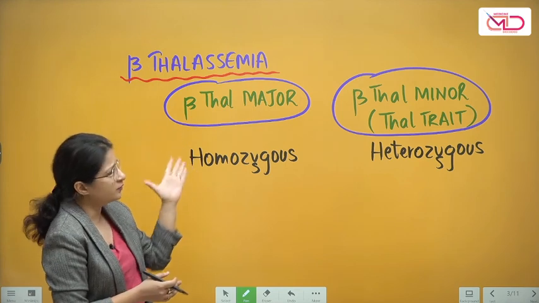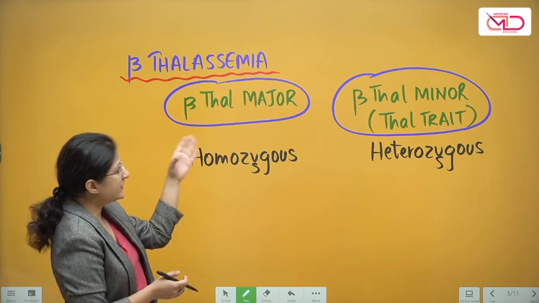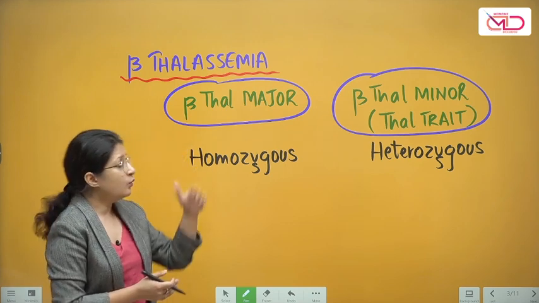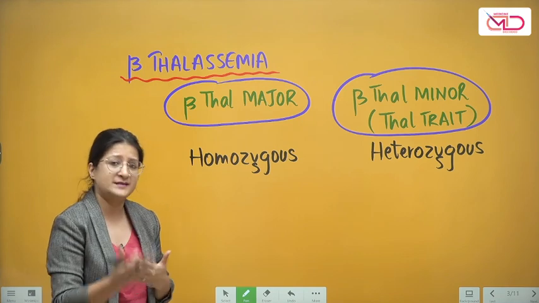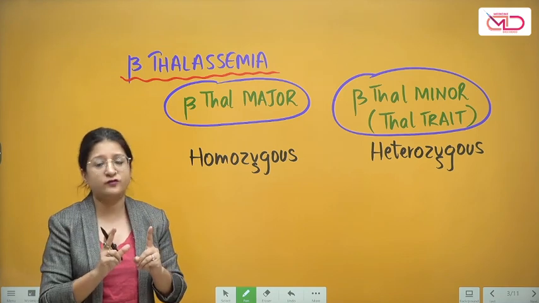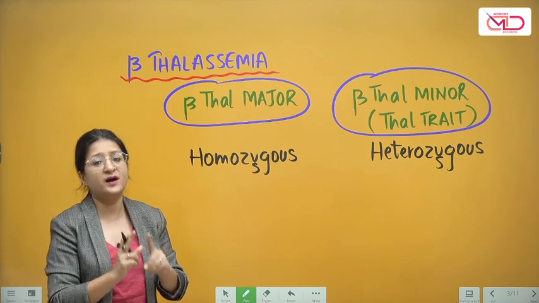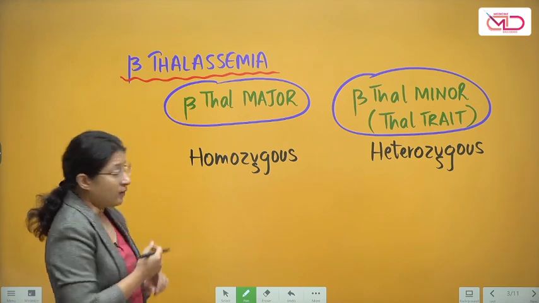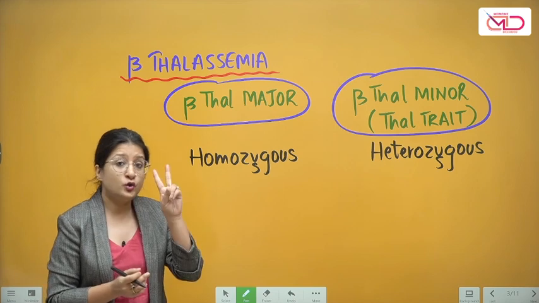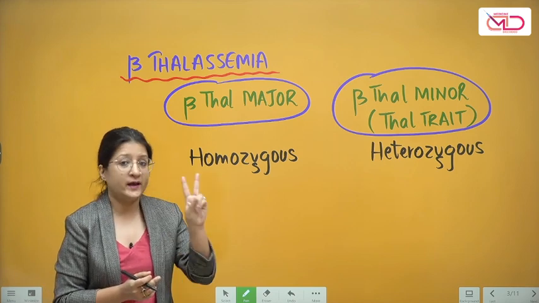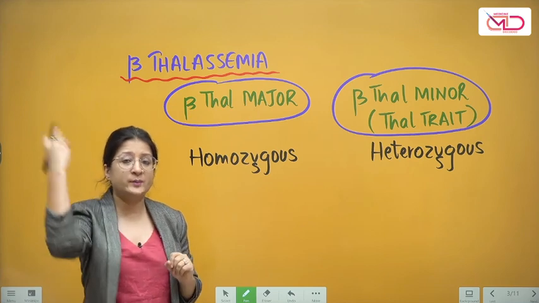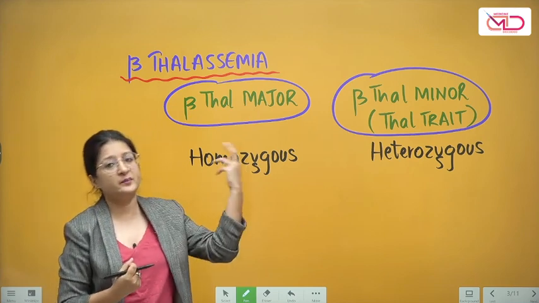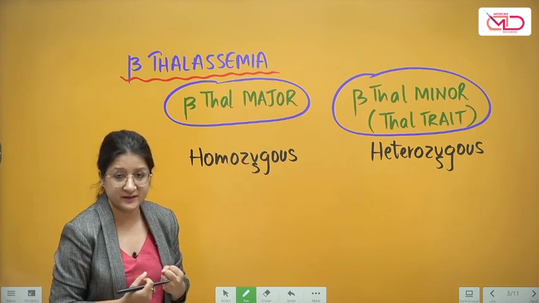I've just written 2 forms here for simplification. One is beta thalassemia major. One is beta thalassemia minor, which is also called thal trait or thalassemia trait. And there's an intermediate form also, which is beta thalassemia intermediate. Now, there are 2 sets of copies that we inherit from both our parents: one beta globin gene from one parent, the other beta globin gene from the other parent.